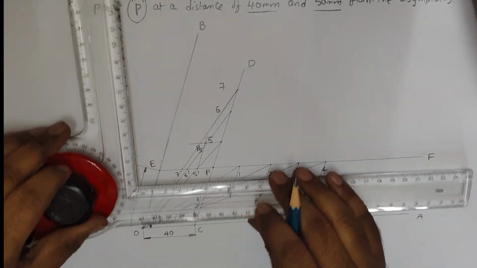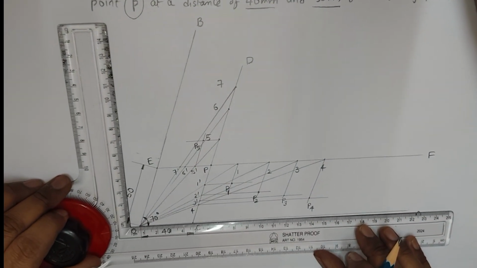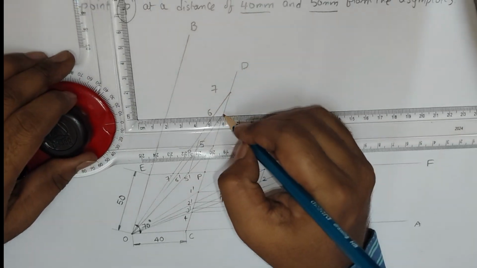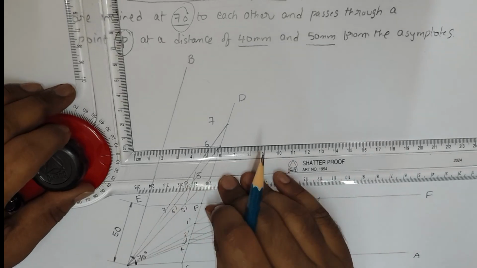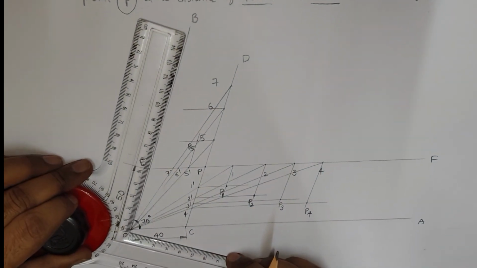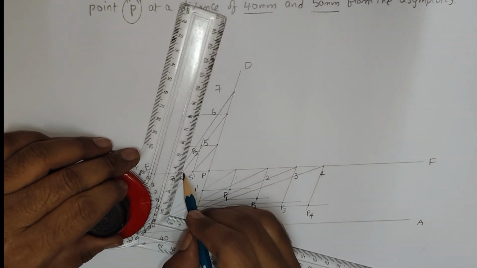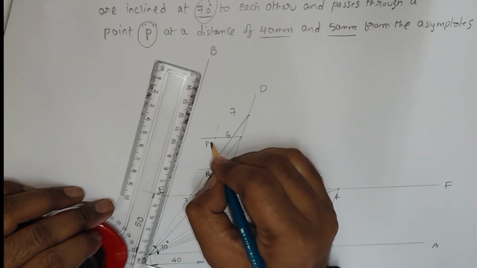Next, from the OA scale, take a line parallel to the OA line, OA asymptotes. Draw a line parallel from the 6 point. From 6 point, you have to draw a line parallel to the OA line. Next, from 6 dash, draw a line parallel to the OB line. From 6 dash, draw a line parallel to the OB line. So it will intersect somewhere here with the point as P6.